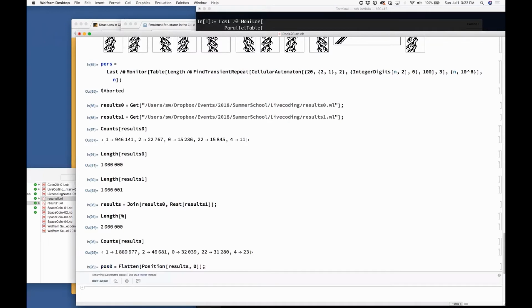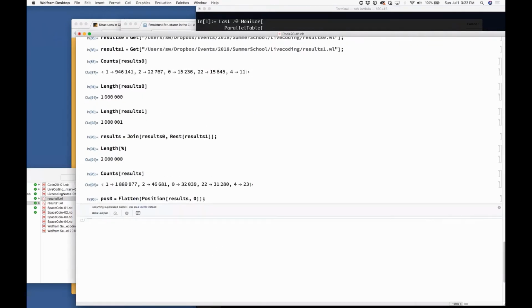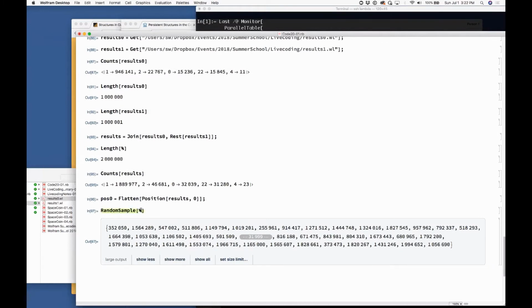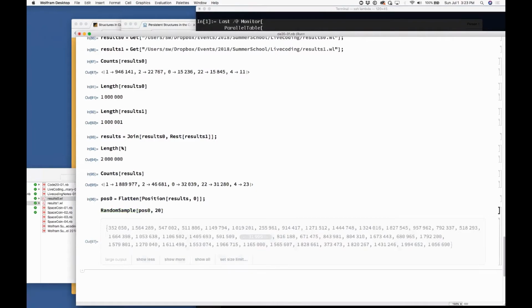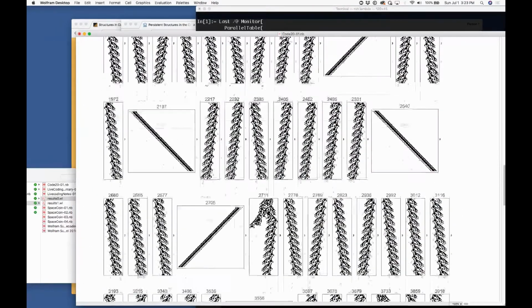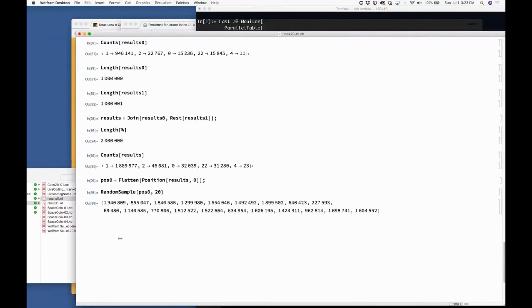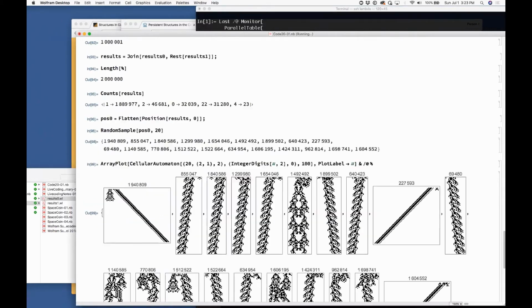And each of those should be, so let's randomly sample. Let's just take a random sample of those. Oh gosh, I didn't mean that. I meant a random sample of pos 0. Let's just take 20 random samples there. For those 20 random samples, let us go and just see what they do.